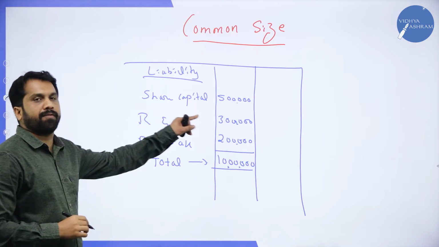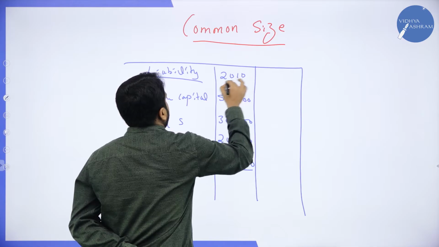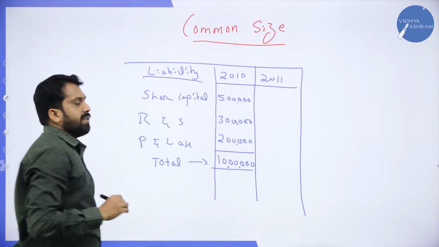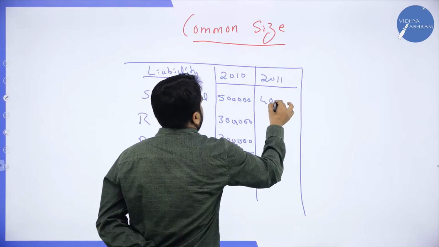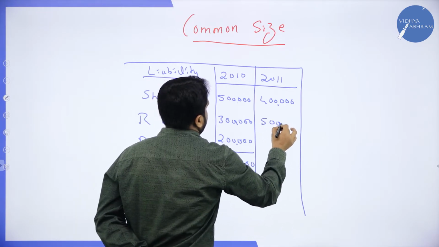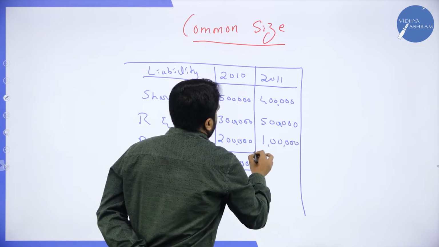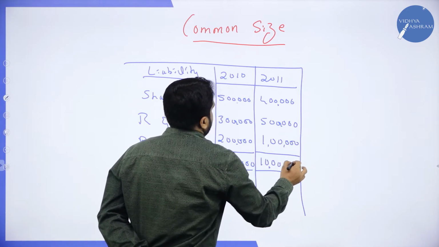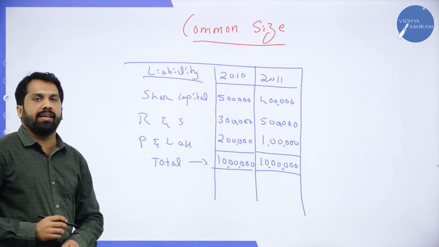Similarly, it is for 2010. Assume this is for 2010 and 2011. In the year 2011, you got capital of around 4 lakh, this is around 5 lakh, and this one is 1 lakh. Your total is how much? Your total is 10 lakh. Now, this is your calculation.